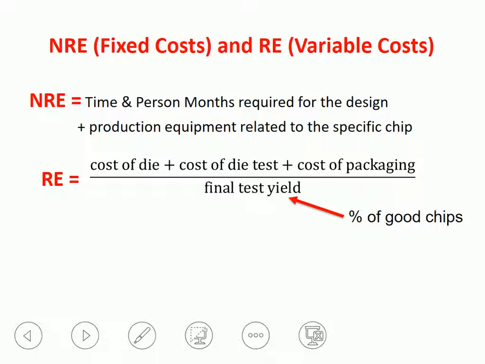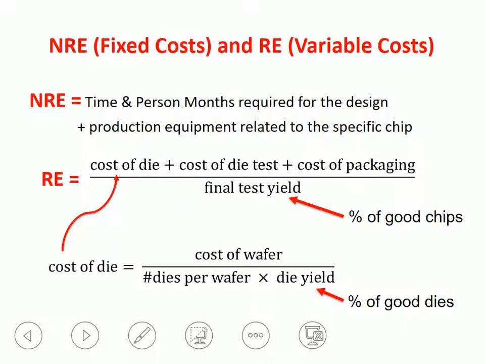Then, of course, once we have the non-recurring expenses and the recurring expenses, we have seen the formula for calculating the cost of a chip. Now, the cost of a die is not immediate, because that also depends on the cost of a wafer, because the fabrication process, as I mentioned during our last lecture, occurs wafer per wafer. So we know from a fab the cost of processing a single wafer. Then we have to divide this cost by the number of dies per wafer, and then we have to consider the die yield, which is the percentage of good dies.